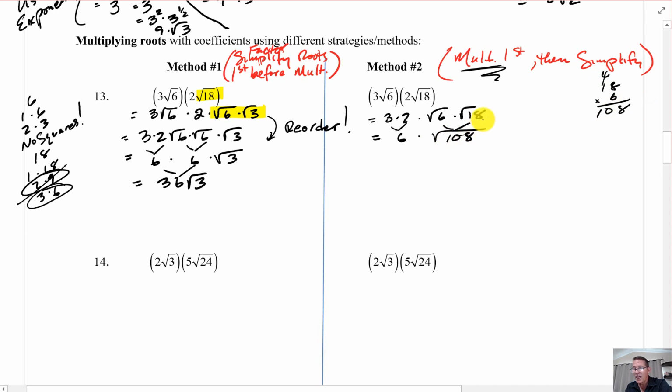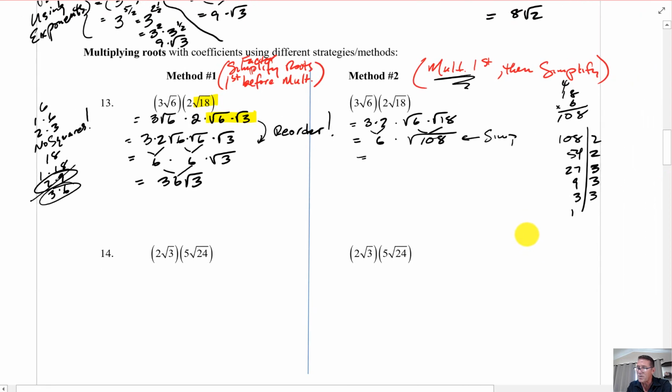Okay, so a lot of people would do this, and in my opinion this is the harder way, but a lot of people do this. Then you gotta simplify 108. You take 108 off to the side and start factoring. So 108 divided by 2 is 54, divided by 2 is 27, divided by 3 is 9, divided by 3 is 3, divided by 3 is 1. And then you got to find squares involved, and I see a square here and here.